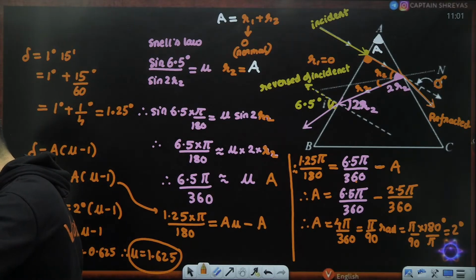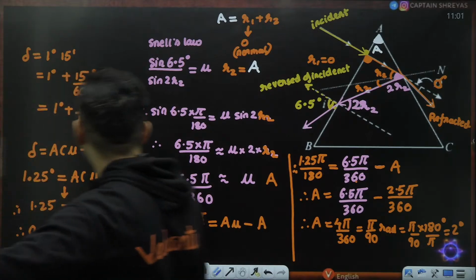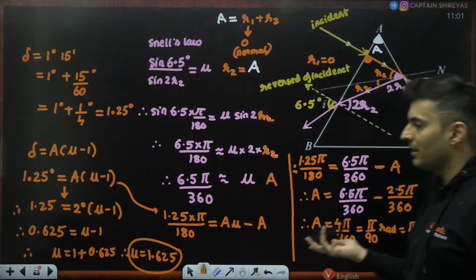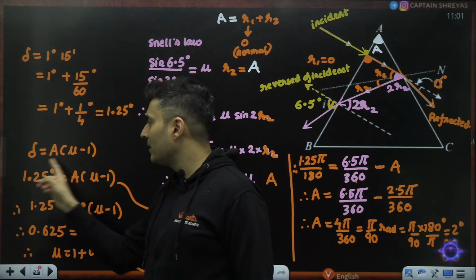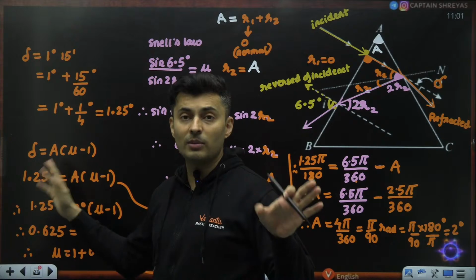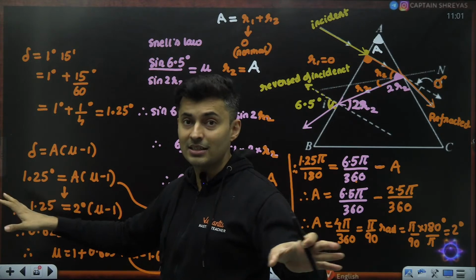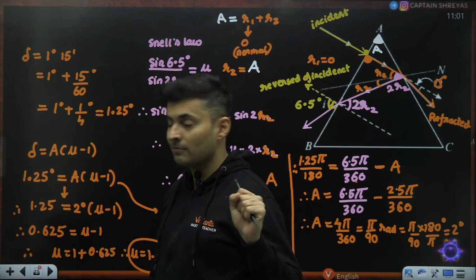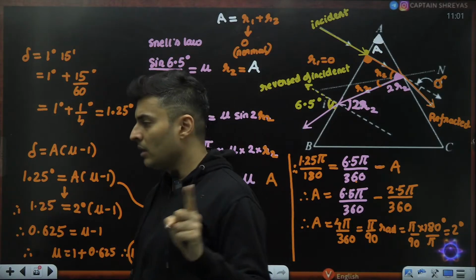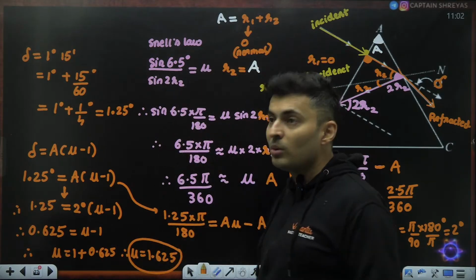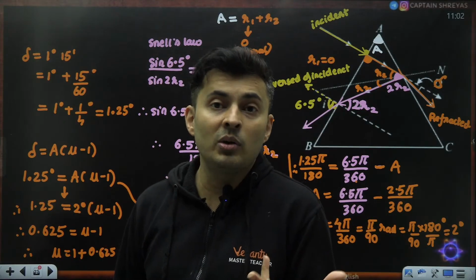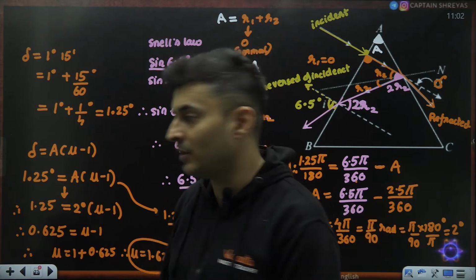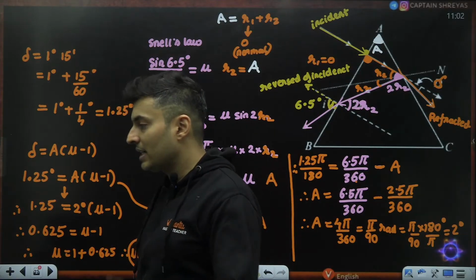Is that clear? It's not minimum deviation. Nowhere did we use the minimum deviation formula. Tell me, where have I used minimum deviation? And this formula for a thin prism is not always for minimum. It is for all the deviations because it is a thin prism. Getting my point? And I did not use that formula, mu is sine of (A plus delta) by 2 over sine of A by 2. Why can't I do that? Because who says this deviation is minimum? Got it? So that's why I didn't use that.